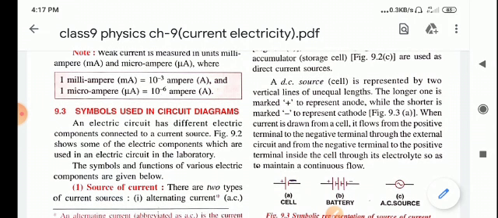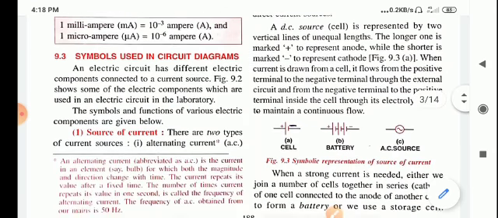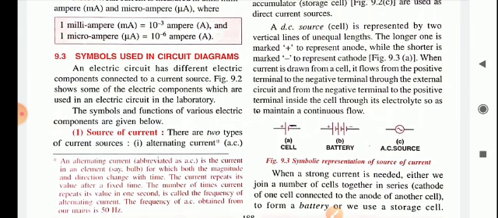Second point, DC source. A DC source is represented by two vertical lines of unequal lengths. Another meaning of DC is that the flow of electricity that goes in one direction only is called direct current. The longer one is marked plus to represent the anode, while the shorter one is marked minus and is called the cathode.